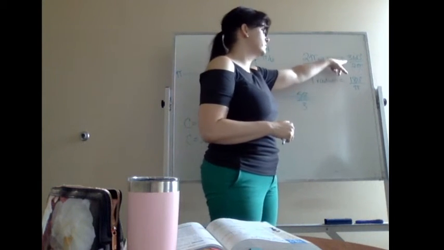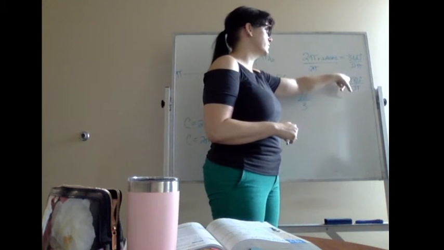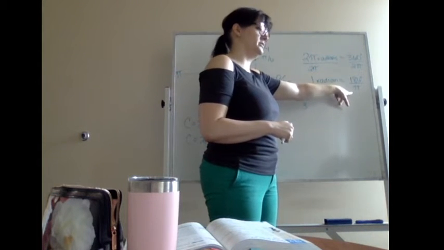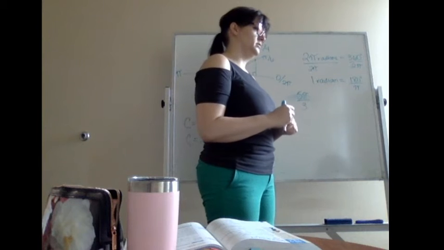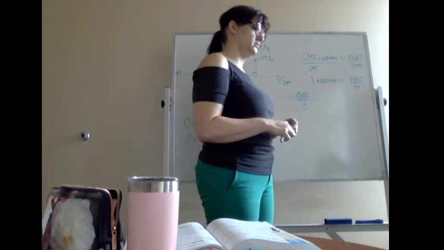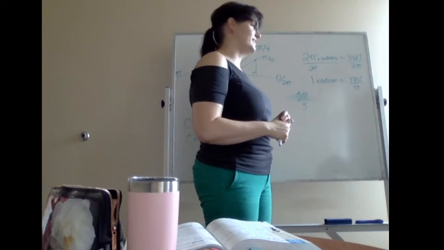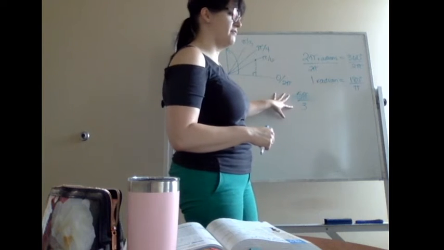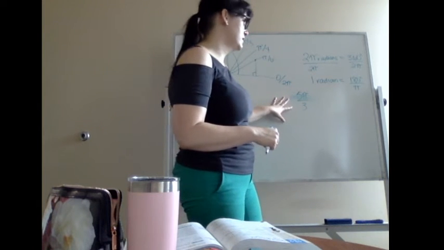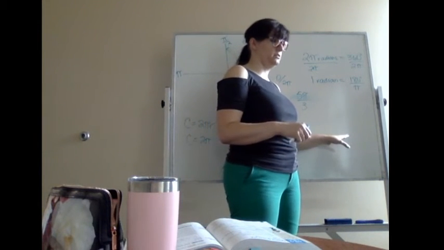The 2 and the 360 cancel out to leave you with 180. But pi just stays as pi. And that's it. That's like creating a ratio of 360 to 2 pi. So now I have 5 pi over 3 radians. I want to know how many degrees that is.